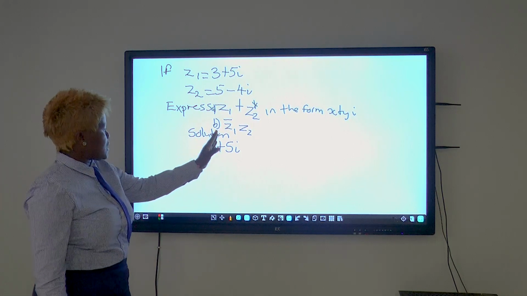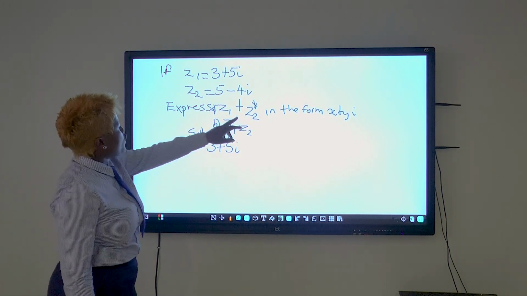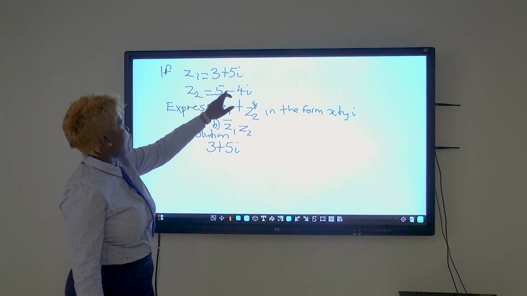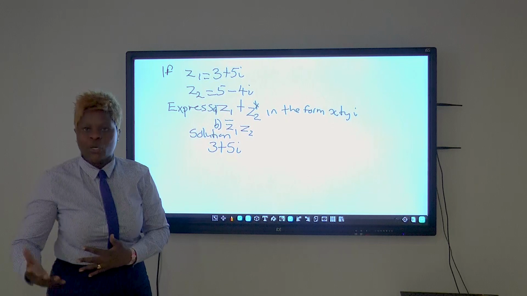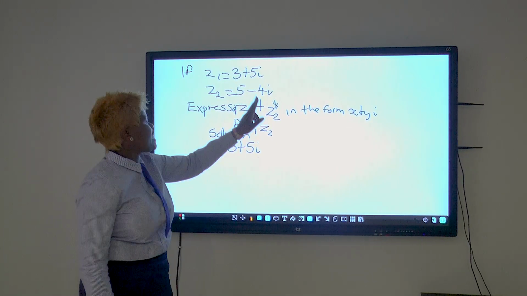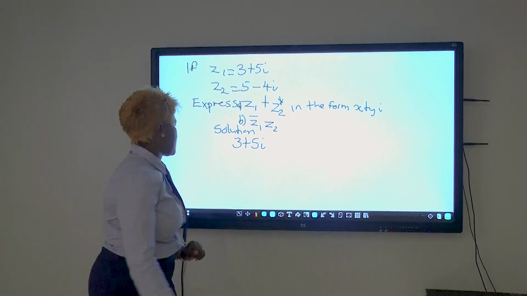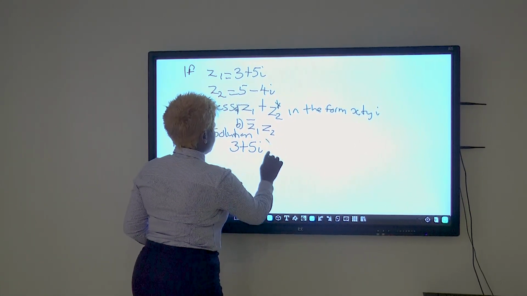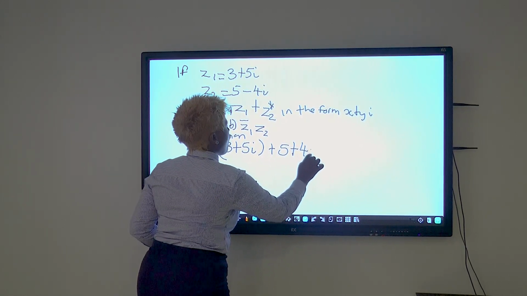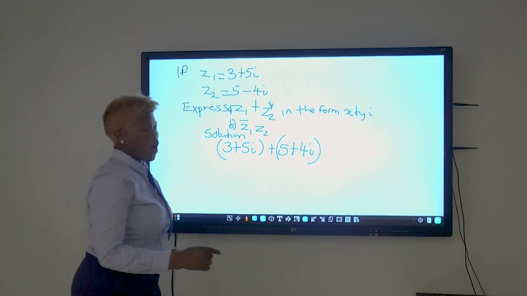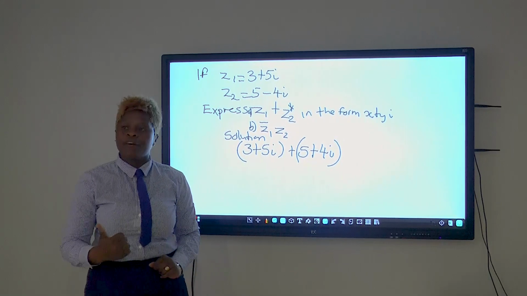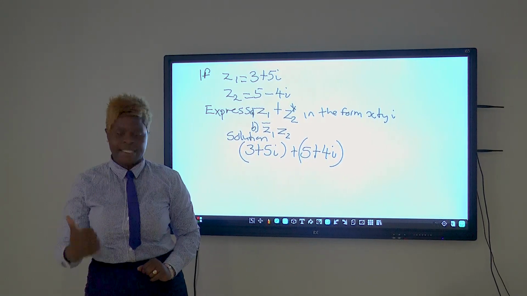Z1 is 3 plus 5i. Then for the conjugate now, Z2 is being given by 5 minus 4i. So the conjugate of Z2 is 5 plus 4i. We change the imaginary part. So it becomes 3 plus 5i plus 5 plus 4i. We go back to the concept that we used when we were adding and subtracting. We have to collect like terms and simplify.